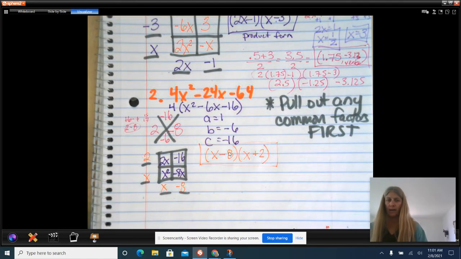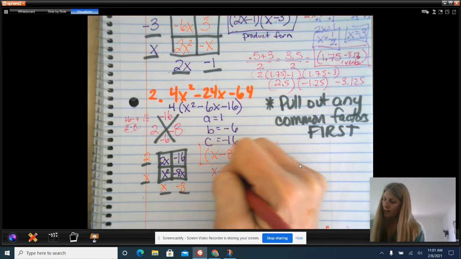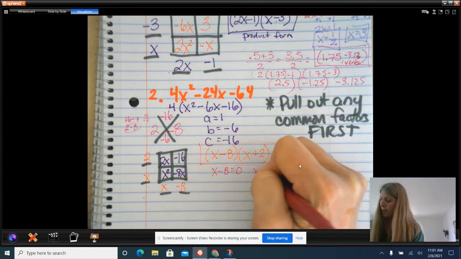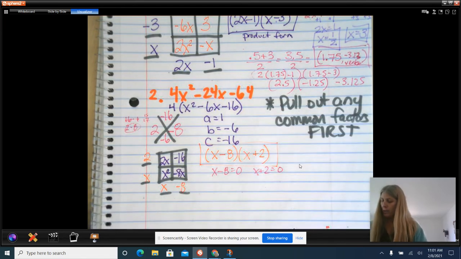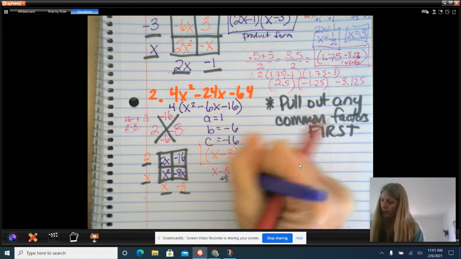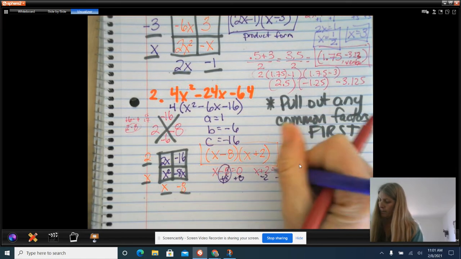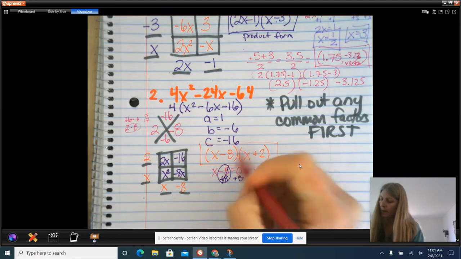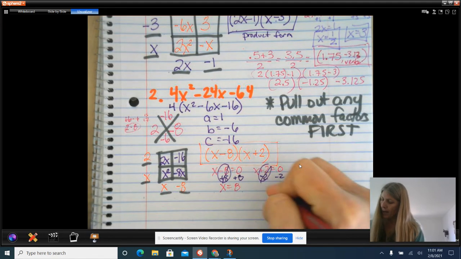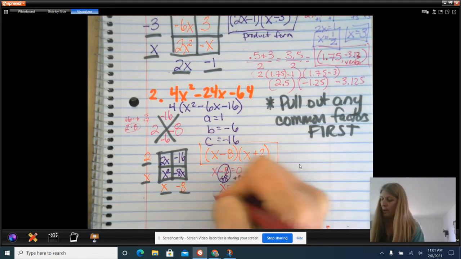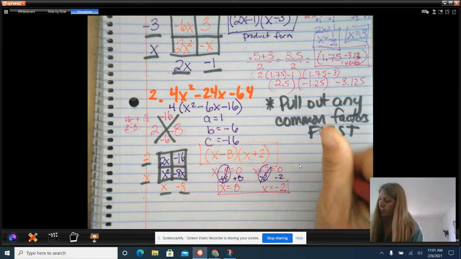Now we can go ahead and find the roots by setting each of these equal to 0 using our zero product property. We're going to add 8 to both sides on this one. We're going to subtract 2 on both sides for this one. So that gives me one root of 8 and our other root of negative 2. So we can go ahead and plot those.